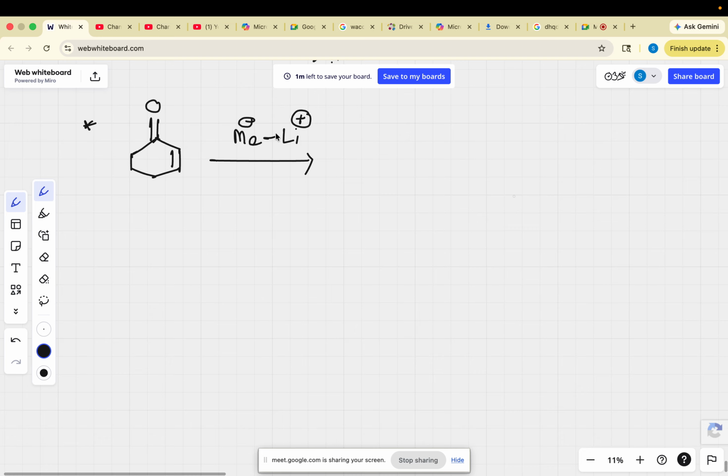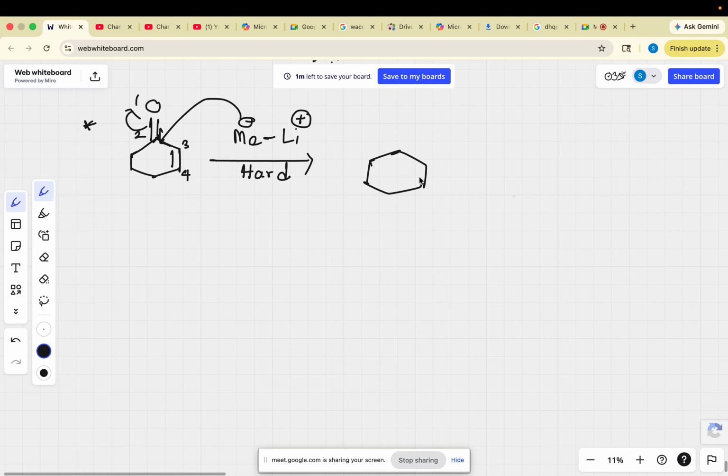This is what, hard or soft? Hard, sir. 1,2 attack, sir. Alkyl lithium is basically a hard reagent, not soft. So this is 1, 2, 3, 4. If you have a soft reagent, it will attack here, 1,4 attack. But if you have a hard reagent, it will do 1,2 attack. So it will attack on the carbonyl carbon.